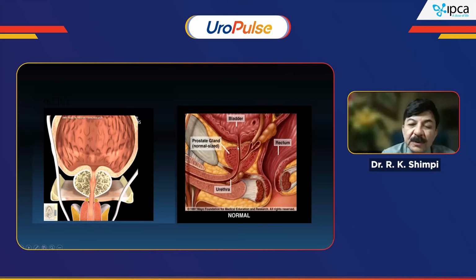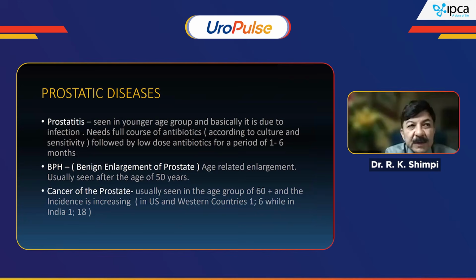Now coming to the diseases of the prostate, there are mainly three: the prostatitis, which occurs in the younger age group; BPH, the benign enlargement of the prostate, which is usually seen after the age of 50; and cancer of the prostate. Prostatitis is basically infection in the prostate, which can be because of the sexual act or because of the urinary tract infection. And initially, we should give full course of antibiotic for 7 days. And once the symptoms are reduced, then you can give them low dose antibiotic for a month or two. In chronic prostatitis, you have to give long-term medication, as all these antibiotics don't reach in prostatic tissue because of the prostate blood barrier. But this usually occurs in the younger age group.